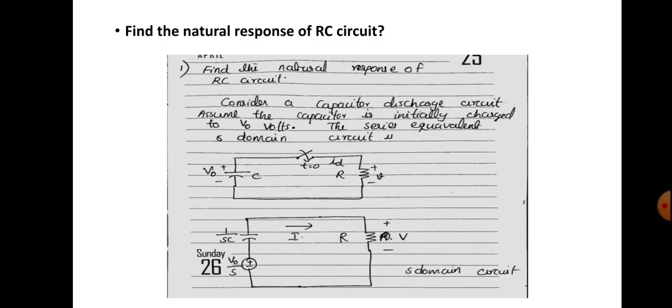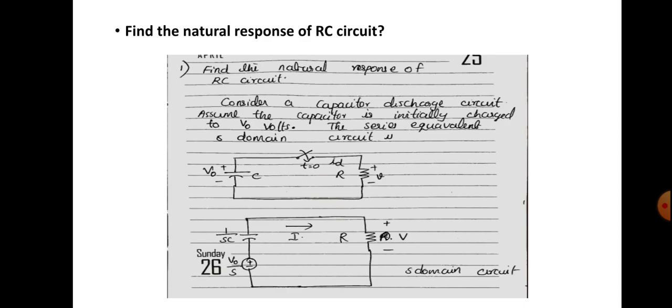We were asked to find the natural response V. First we transform the circuit into the S domain, and for that we convert the capacitor into this form. Then we apply Kirchhoff's voltage law and get the value of current. Once we get the current, we can find the voltage using Ohm's law. And before using Ohm's law, we have to find the inverse Laplace transform of the current, so we get the time domain value of I. That is the procedure for finding the natural response of an RC circuit.